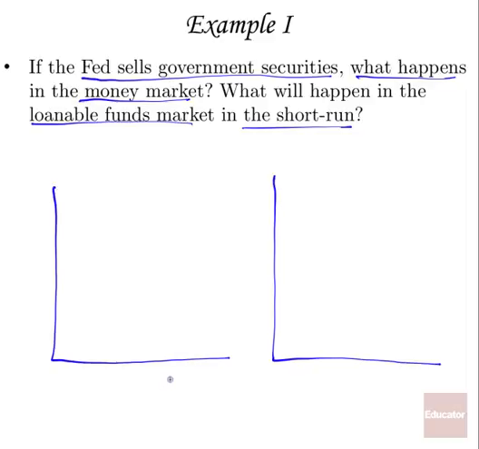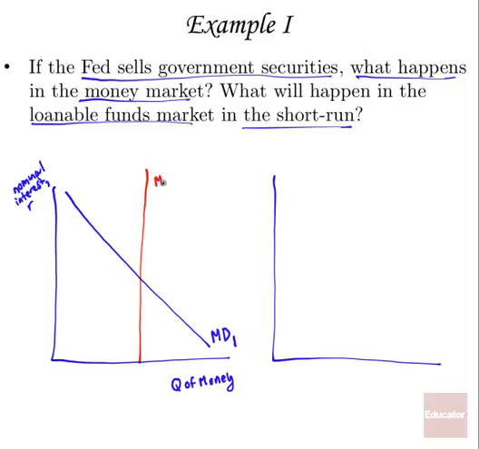So this is going to be the money market. This is going to be the quantity of money, and again, this is the nominal interest rate. Let's call this R. And this is the money demand, MD1 here. And let's draw the money supply, MS1 here. And this is the quantity of money, QM1 here. And this is R1 here.